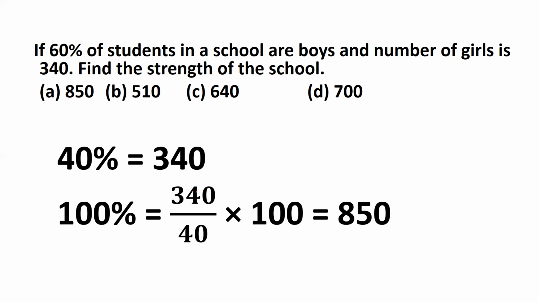Or without writing this, we can solve the question by cancellation. Percentage get cancelled. 0, 0. Here you can cancel 4. We cancel this as 85, and 85 into 10 is equal to 850. This I can cancel without writing 340 upon 40 into 100. Let us move to another question. These are all easy questions, but the concept needs to be understood by all the students.